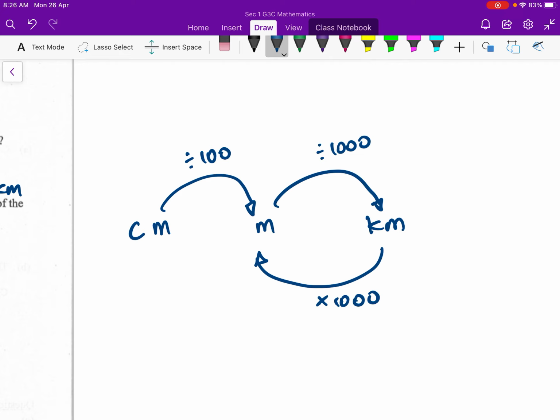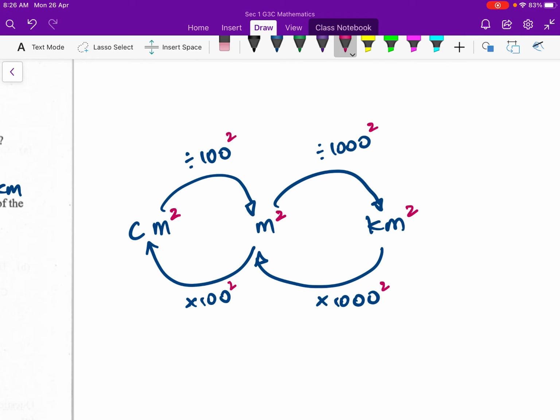How about this way? Oh, you're talking about the next one, right? So here you multiply by 100. This is what we learned in primary school already. Then to go from km to cm, you just multiply by 100,000. Next part. What if I change this to square cm, then square meter, square kilometer? Is it going to remain the same? Divide 100, divide 1000, times 1000, times 100. Focus. Not the same already. You will need to square.